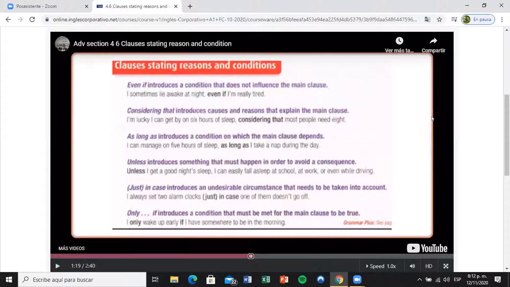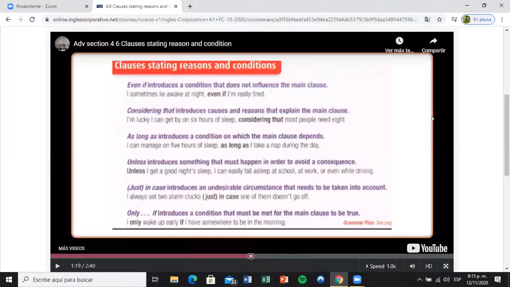Okay. I have one question in the fifth point, about just. It says, in case introduces an undesirable circumstance that needs to be taken into account. So the example is, I always set two alarm clocks in case one of them doesn't go off. In which part of this sentence can you put the just? Obviously here it's written, but I don't have it 100% clear. No problem, Oscar. The just is only used as an emphasis. It is not an obligation. It has the same meaning as in case. Just in case is only a stronger emphasis.